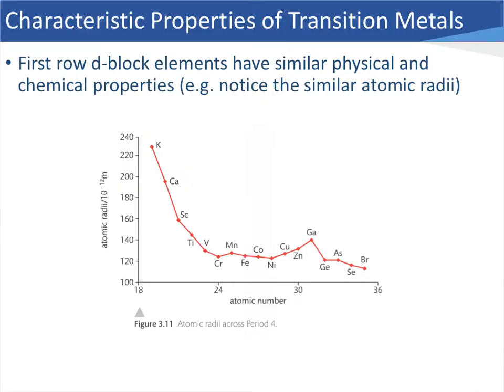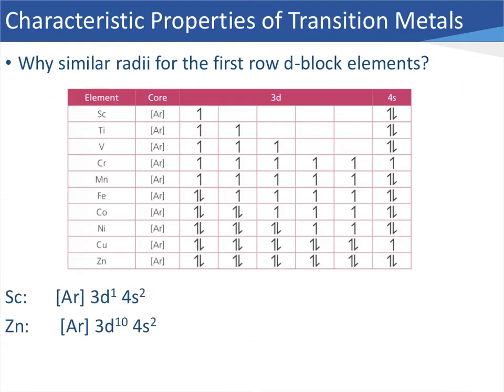First of all, the first row D block elements have similar physical and chemical properties. Starting with scandium, notice that they have relatively similar atomic radii. And that similarity in atomic radii will be an important cause of their similar physical and chemical properties. So why do they have similar radii? Well, let's look at their electron configurations. They're all adding electrons to the 3D.